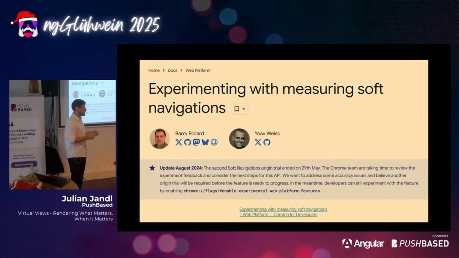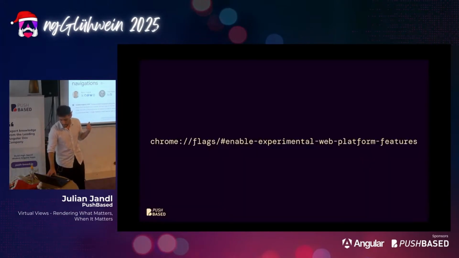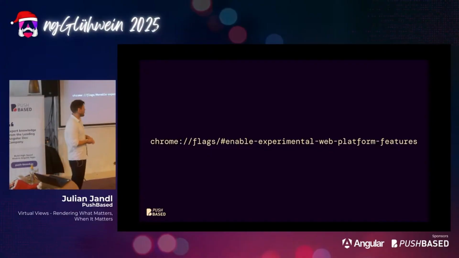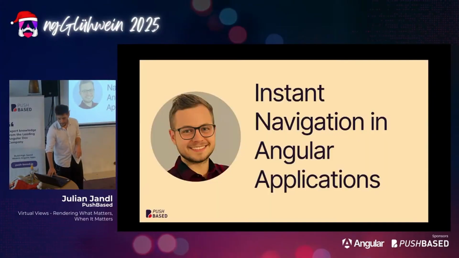There is this concept of soft navigations. As I said, this is currently in experimental phase. You can enable that as a flag. There is a blog post on web.dev, I think. So you go to Chrome flags and enable experimental web platform features, and then you are able to also measure soft LCP. And this will hopefully become part of the Core Web Vitals at one point, because the amount of JavaScript-based web apps is increasing, and that would be a really helpful metric to have.